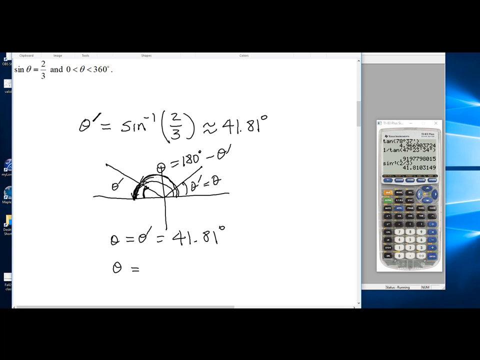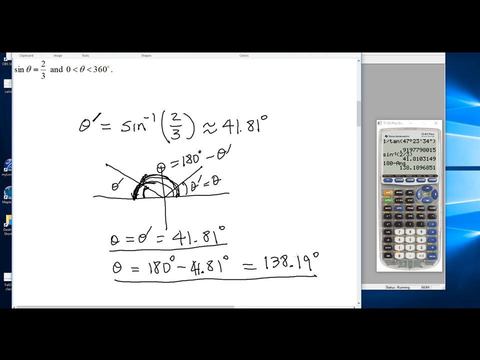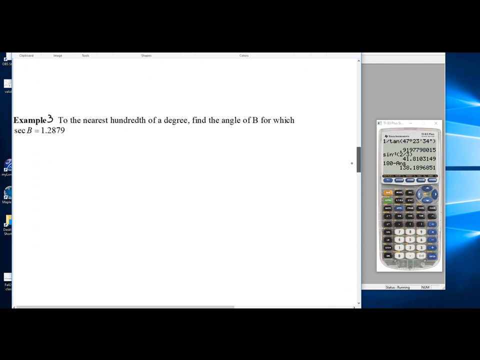Take away the reference angle. So this angle measure right here, it's 180 take away the reference angle. So 180, take away the previous answer, the second answer, and it gives me 41.81 degrees subtracted, and approximately 138.19 degrees. So these are the two angle measures you find where sine theta equals 2/3. Now let's look at the next example.